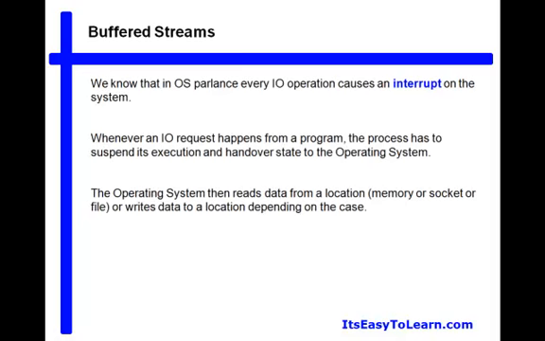Next we move on to buffered streams. We know that every IO operation causes an interrupt on the system. IO operation is an external environment from the computer's processor, right? So whenever an IO request happens in a program, the process that is currently executing has to suspend its execution and hand over control to the operating system. The operating system then reads the data from the location, which is the memory or file, and writes the data to a location depending on the case.